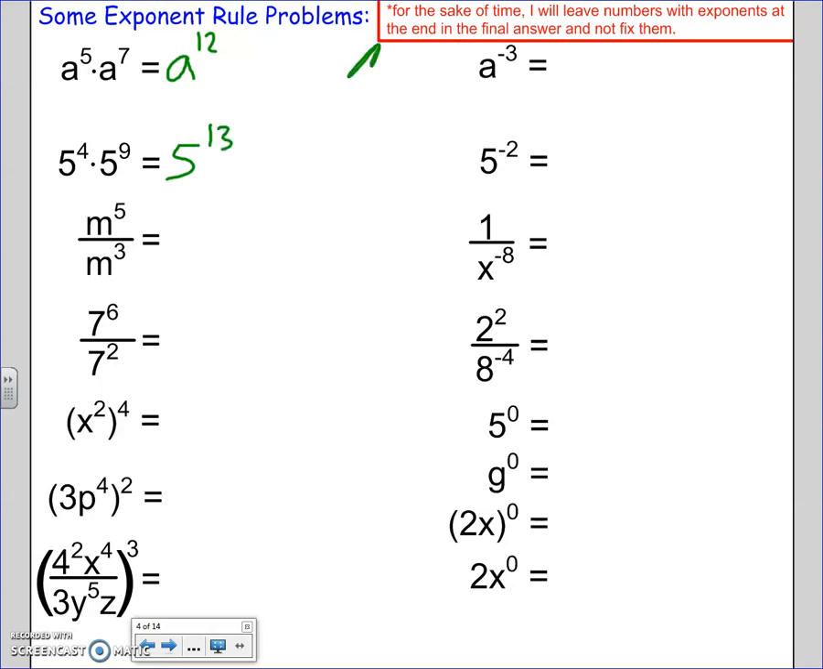Also, keep in mind, for the sake of time, I'm not going to fix that. You should figure out what 5 to the 13th power is. Hopefully you have a calculator. But I will not fix them.